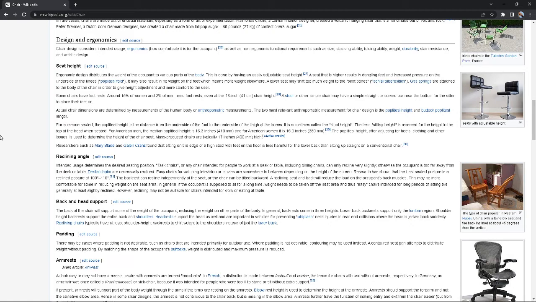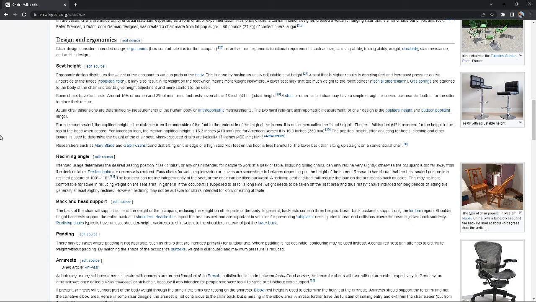Around 15% of women and 2% of men need footrests, even at the 16-inch, 41-centimeter chair height. A stool or other simple chair may have a simple straight or curved bar near the bottom for the sitter to place their feet on. Actual chair dimensions are determined by measurements of the human body, or anthropometric measurements. The two most relevant anthropometric measurements for chair design are the popliteal height and buttock-popliteal length.